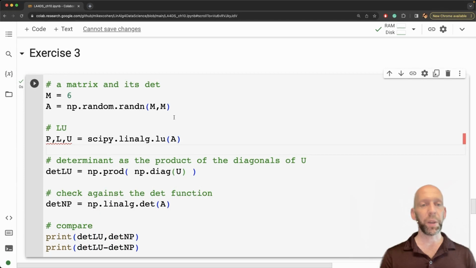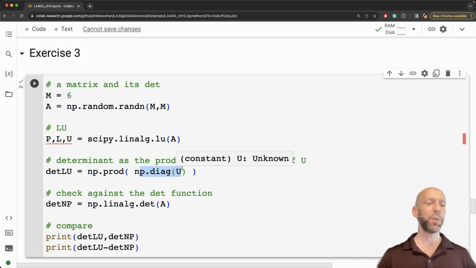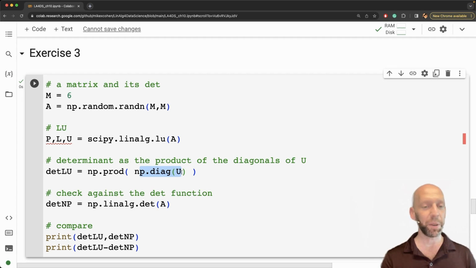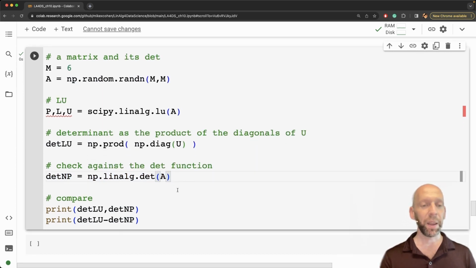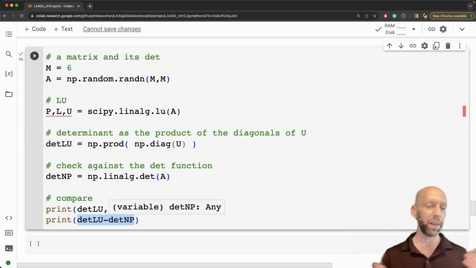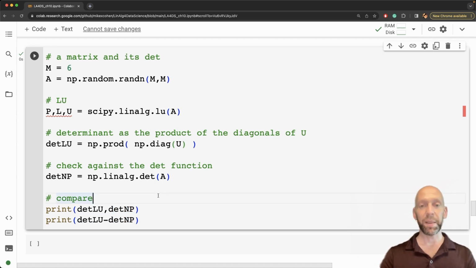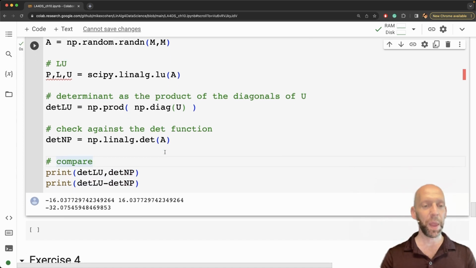So here I construct a 6 by 6 random numbers matrix. I take its LU decomposition, and notice I'm just taking the product of the diagonal elements of U. I'm not doing anything with L, and just multiply all the diagonal elements of U together. And here I'm comparing that against the determinant from NumPy, so that's just numpy.linalg.det. Here I print them both out next to each other, and here I subtract them. Of course, if these are equal, the difference between them should be 0. So let's run this code.